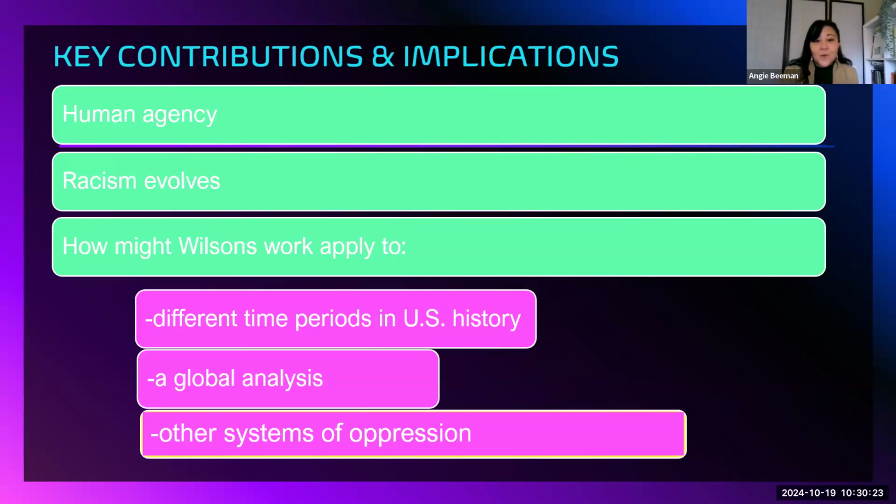So we have a lot to glean from Wilson's work, a lot of different ways that we can think of how we might apply that to our own research.